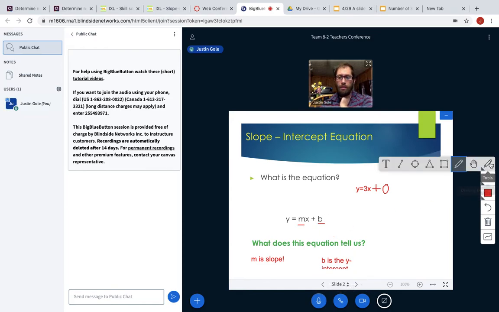What about this? What if I see y equals x plus 4? What number is in front of x if I don't see anything? And if I don't see anything in front of x, what times x is itself? 1, right? Any number, 1 times anything is the same. It stays the same.